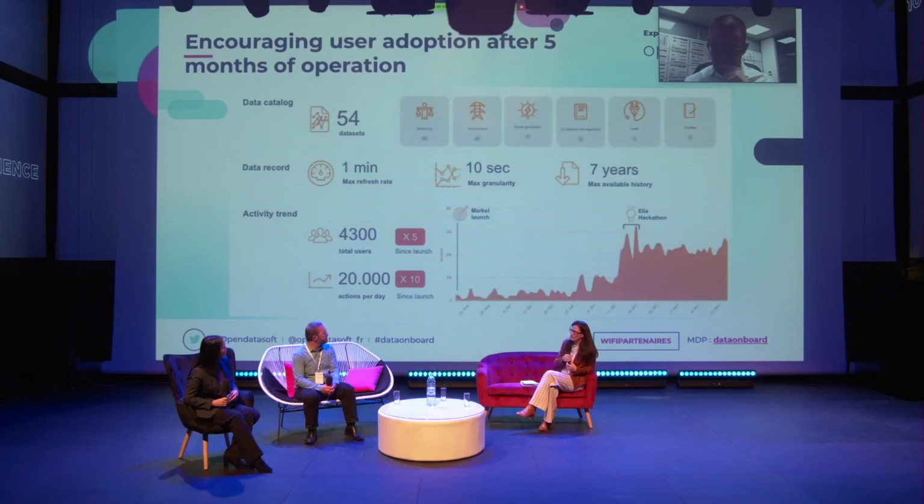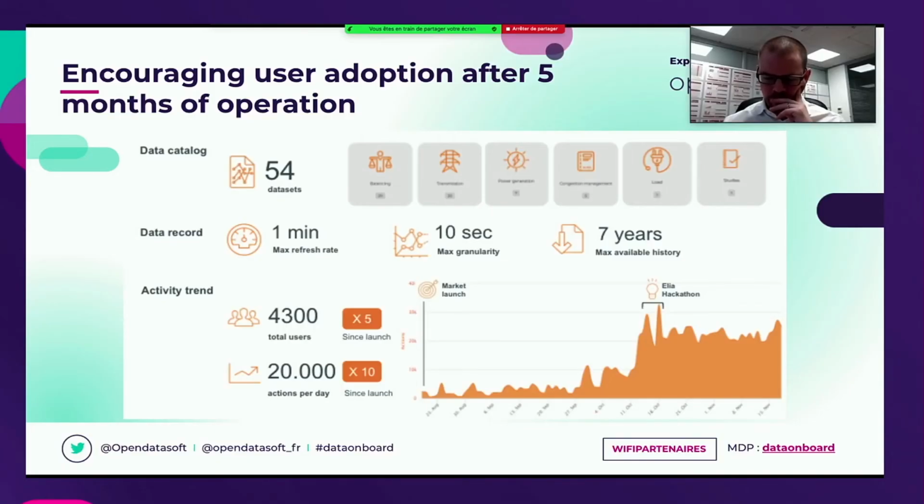Maybe some facts and figures. So we had our soft launch this summer in July. And we went live with over 40 data sets back then. Today we're at 56 data sets. It's even increasing. And we have data sets with refresh rates ranging from 1 minute to quarterly. And then we also have a max granularity of 1 second data, 10 seconds data.